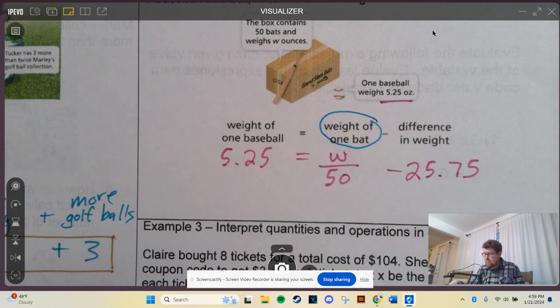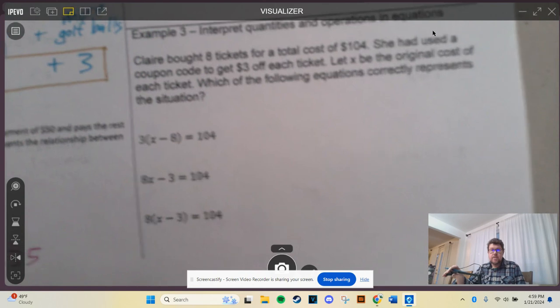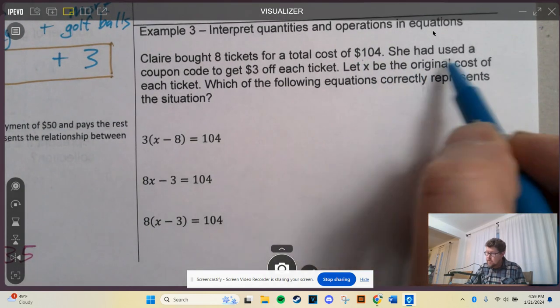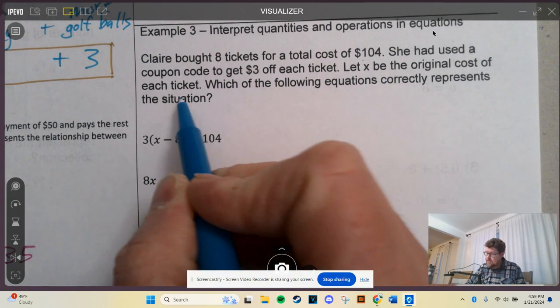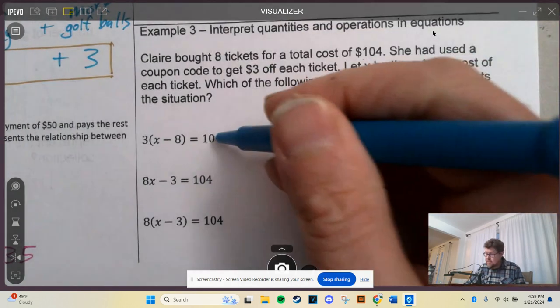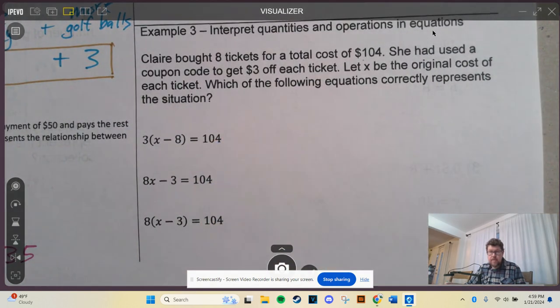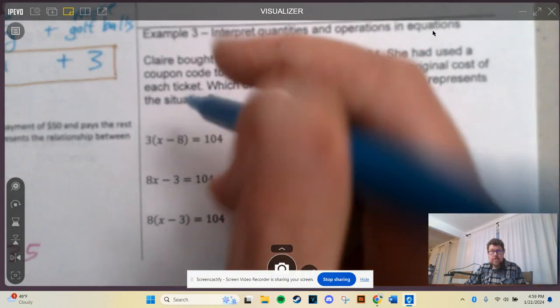Okay. Interpret quantities and operations in equations. So this girl Claire bought 8 tickets for a total cost of $104. She used a coupon code to get $3 off each ticket. Let X be the original cost of each ticket. Which of the following equations correctly represents the situation? We've got 3 different variations. They're all equal to 104, right? So that doesn't help us distinguish anything, but they are set up with some parentheses and just different operations happening.